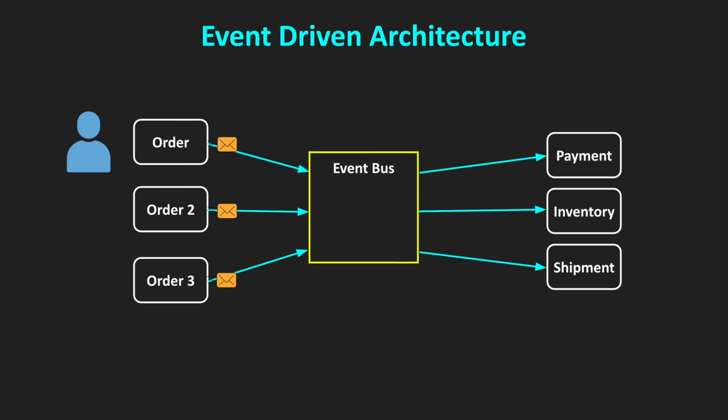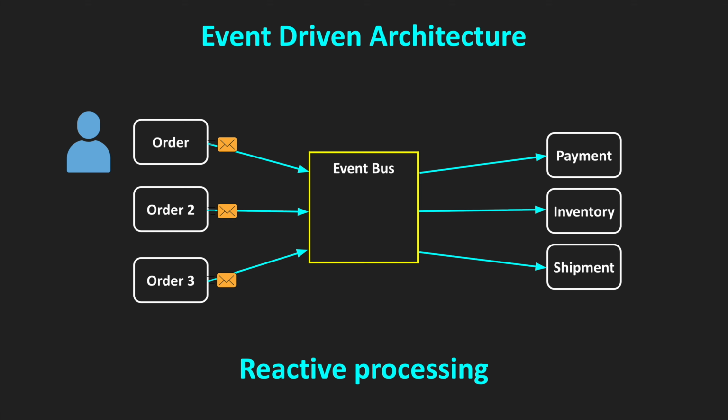As I said, we can have multiple producers, and we can have multiple consumers. For example, in this case, let's say we have three order systems, and they are publishing to the event bus, and on the consumer side, we have three consumers consuming those orders. So this is event-driven architecture. We also call it reactive processing.